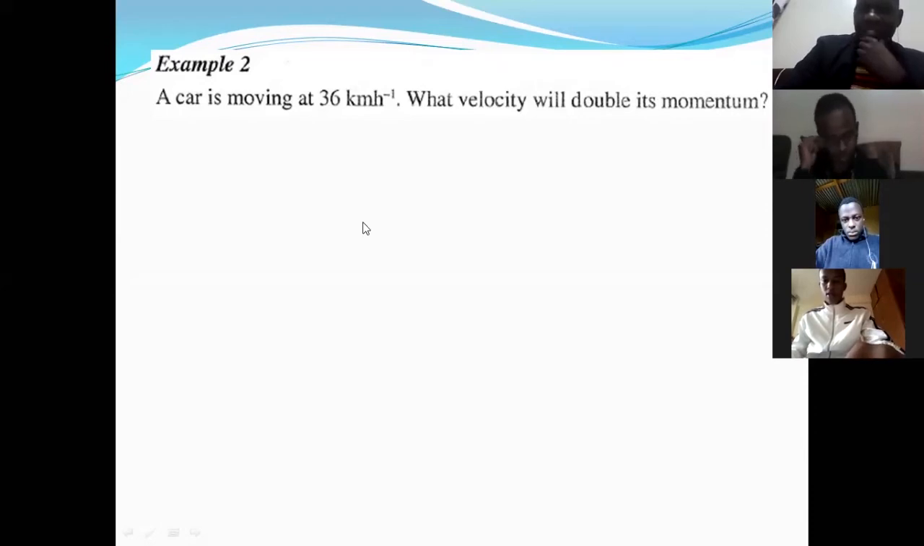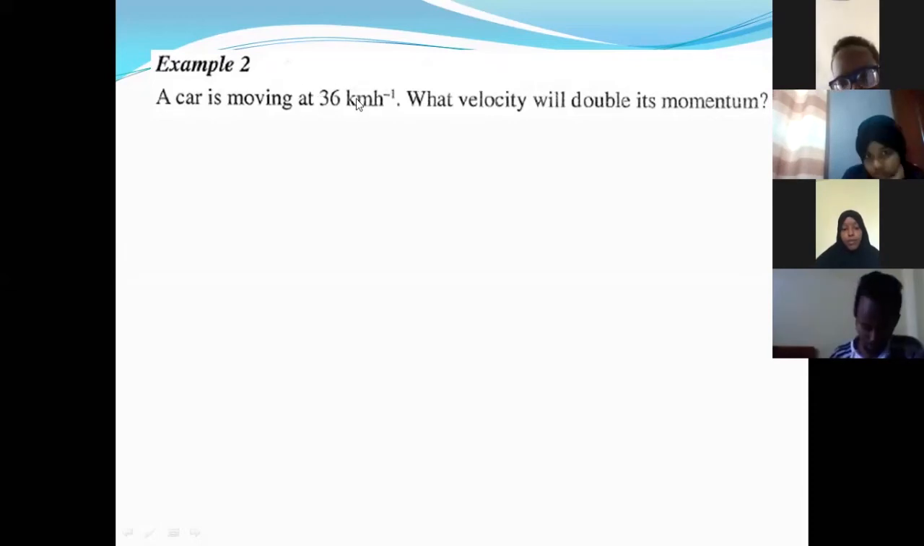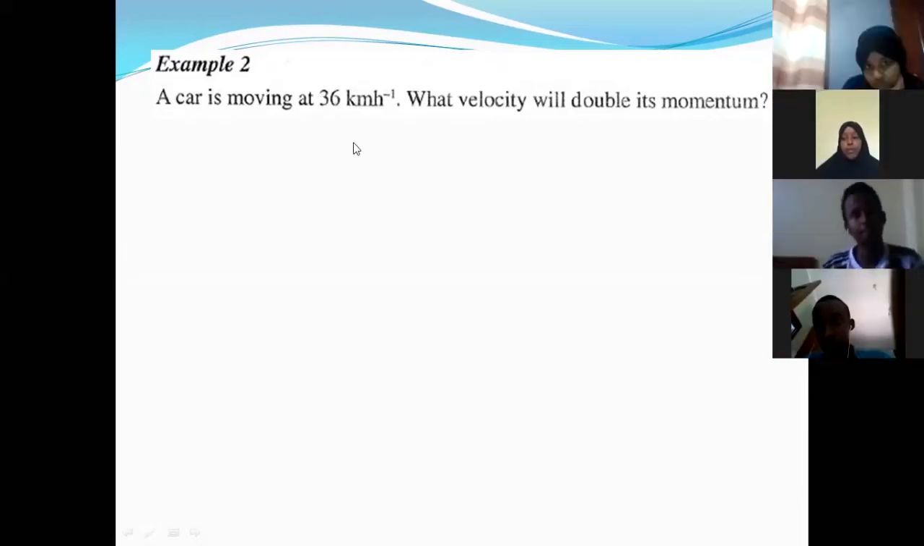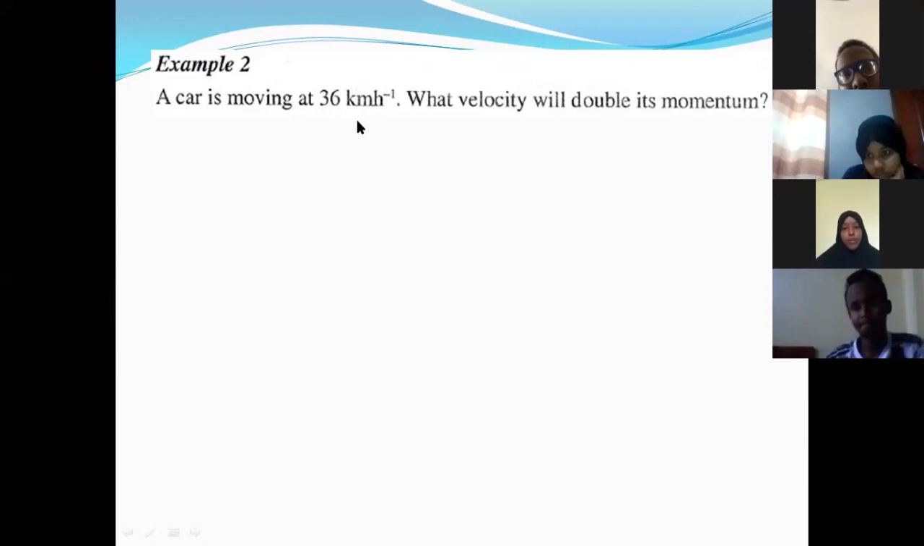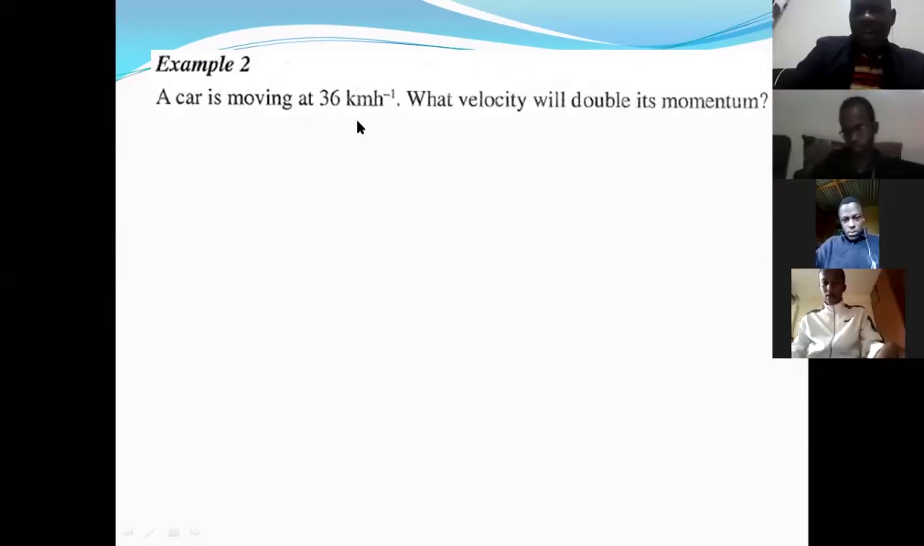So Abdulhamid should be right, because that 6 kilometers per hour, when you convert to meters per second, it's 10 meters per second. So for momentum to double, the velocity must double. If the mass remains the same, then if momentum is doubled, velocity will also double.